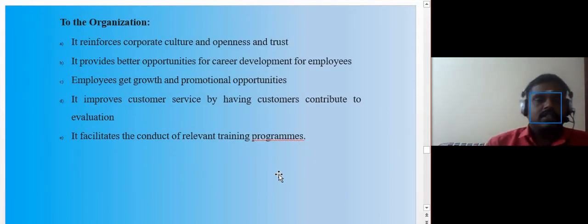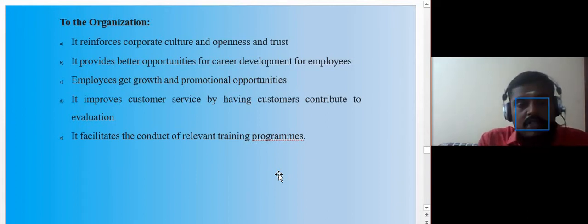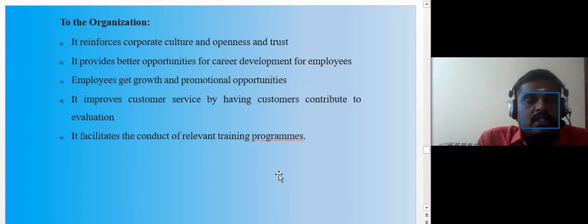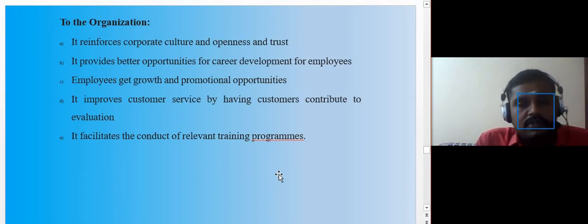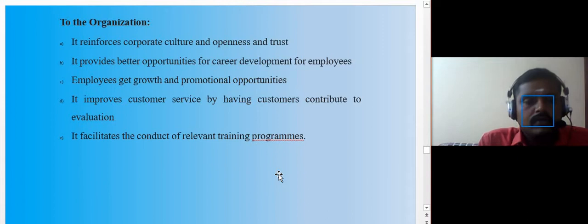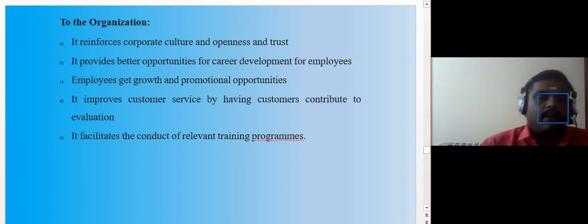To the organization, it reinforces corporate culture, openness and trust. It provides better opportunities for career development of employees, and employees get growth and promotional opportunities. It improves customer service by having the customers contribute to the evaluation, and it facilitates the conduct of relevant training programs.